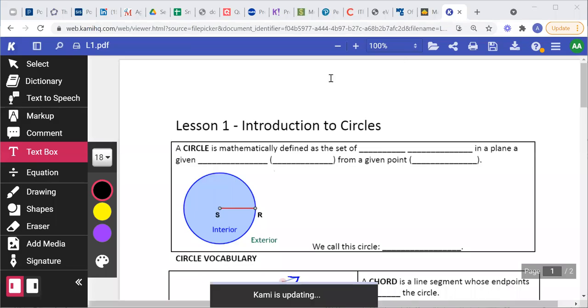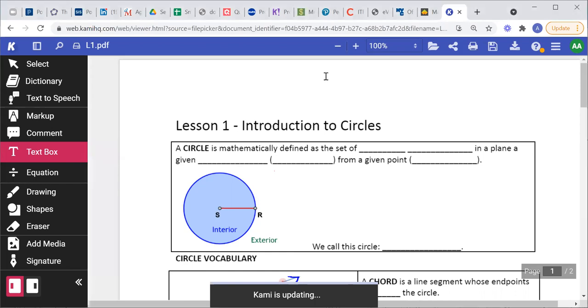Okay, in general, a circle. During your years in learning mathematics, you might be taught about circles. A circle in general is defined as a set of all points in a plane at a given distance from a given point. The given distance is called the radius, and the given point is called the center.